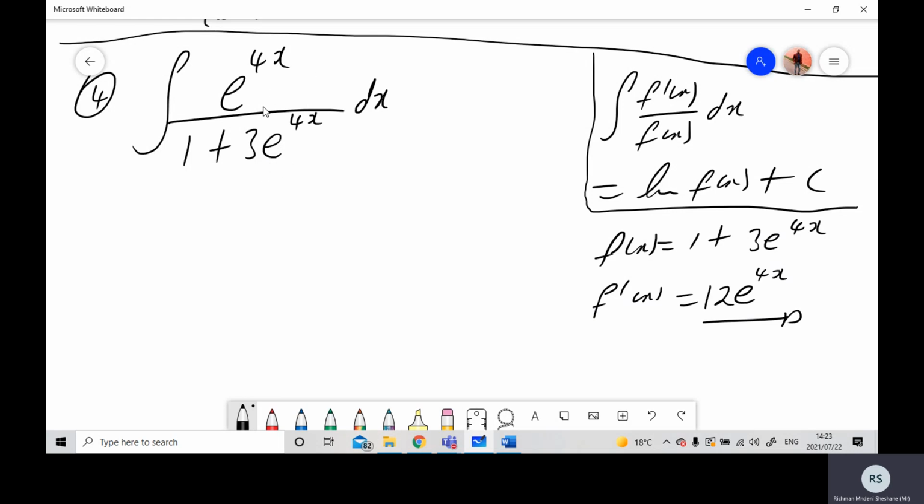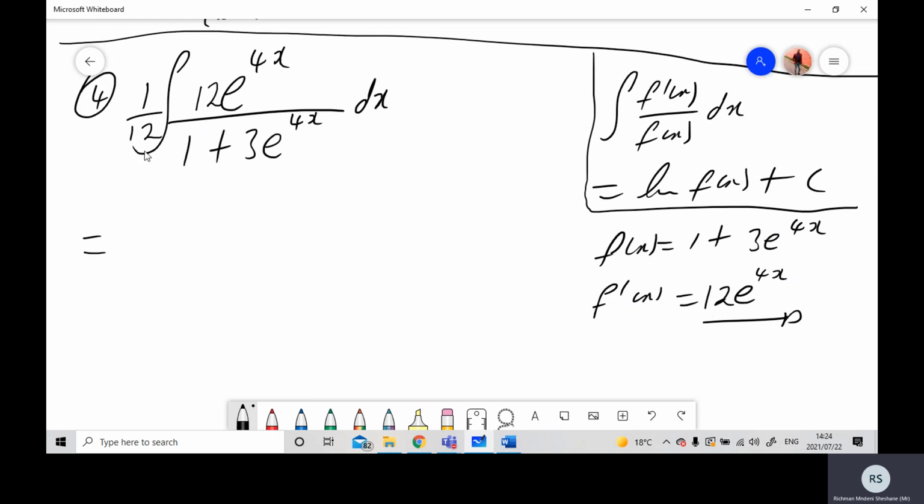If I check here, I don't have the derivative of this denominator, because the derivative of this denominator is 12e to the 4x. Remember what I said about the constant: in order to have the derivative of the denominator, you are short of a constant 12 here. If you are short of a constant, you can always introduce it, only if it's a constant. Introduce 12, because you can divide by 12, and 12 divided by 12 is 1. It's like we didn't affect the value of this function.